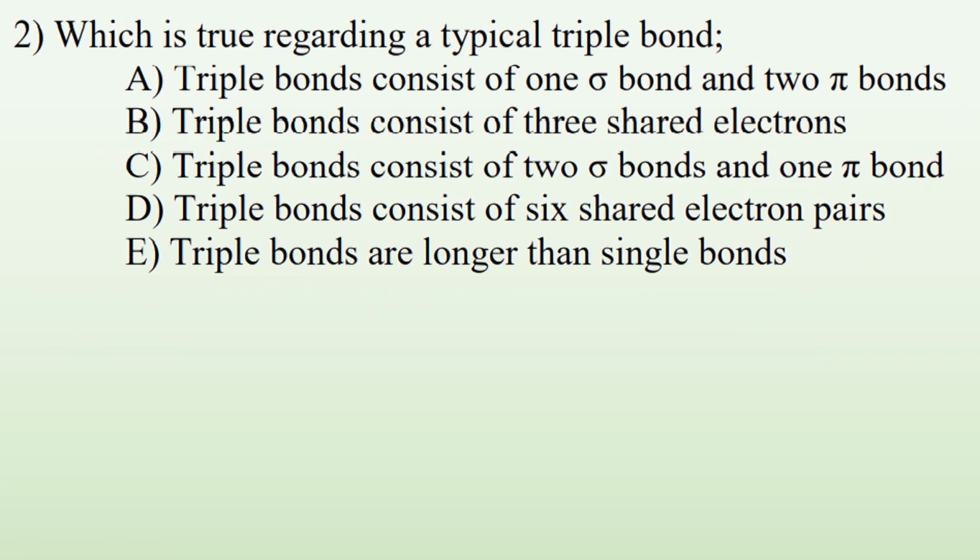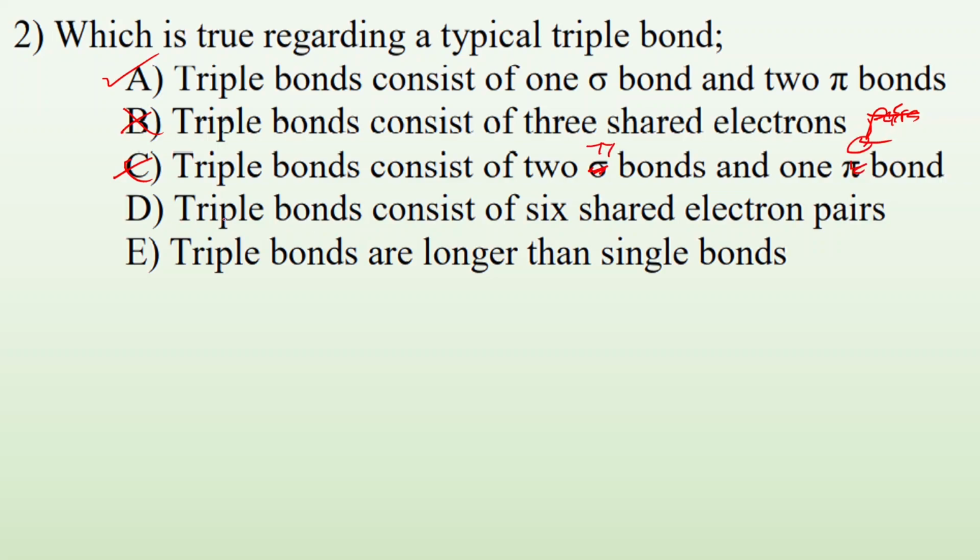Which is true regarding a typical triple bond? Well, let's see. A triple bond consists of one sigma and 2 pi bonds. That seems to be a true statement. Triple bonds consist of 3 shared electrons. No, if they said 3 shared electron pairs, okay, but they didn't, right? Triple bond consists of 2 sigma bonds and 1 pi bond. No, right? It's 2 pi bonds and 1 sigma bond.